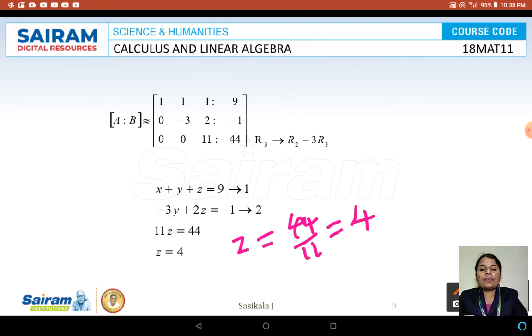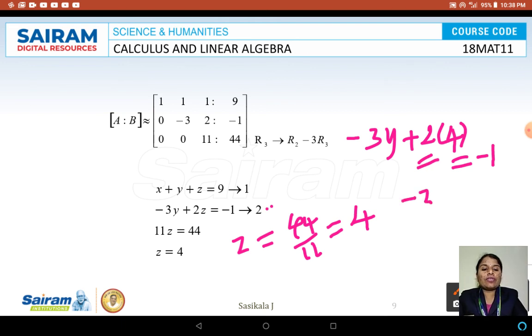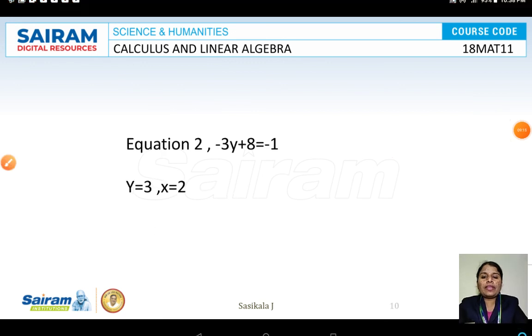Now from the second equation, I can substitute: minus 3y plus 2 into 4 is equal to minus 1. Minus 3y, here it will be 8, that side it will go minus 8. So minus 3y is equal to minus 9. So you will get your y answer is equal to plus 3. That is what has been written here, y is equal to 3.